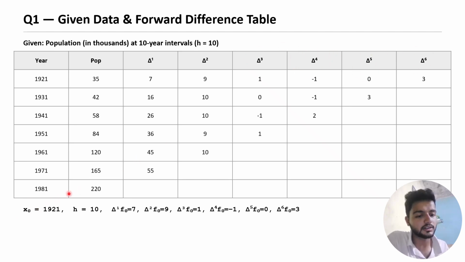Here x0 is 1921, h is equal to 10, delta f0 is equal to 7, delta 2 f0 is equal to 9, delta 3 f0 is equal to 1, delta 4 is equal to minus 1, delta 5 is equal to 0, delta 6 is equal to 3.